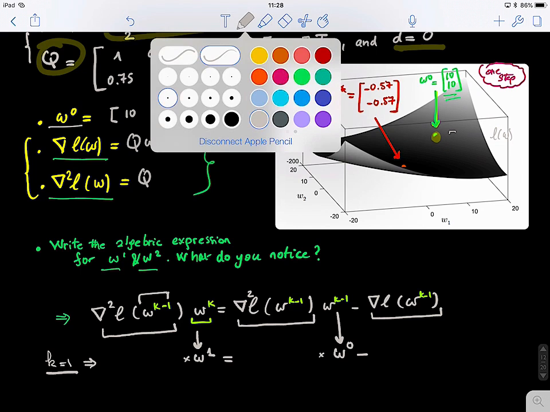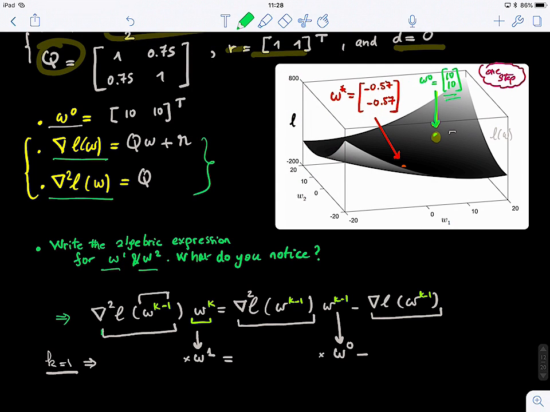Okay, so what do you guys find? First, this is a constant, right? The Hessian, it's just Q. It's right here. It doesn't depend on the W, right? And the second one also, it's Q. And here, what do we have? If we replace the gradient, we have QW0 minus QW0 minus R. Okay?